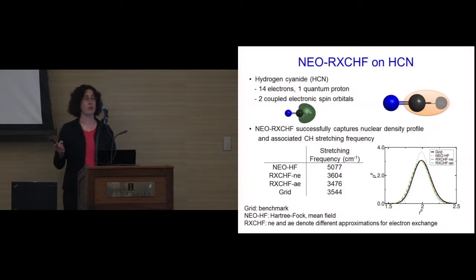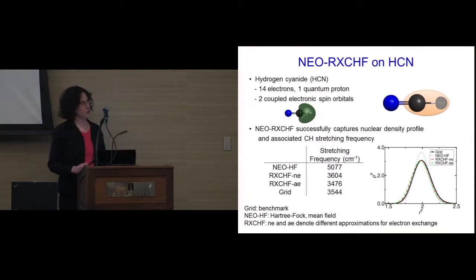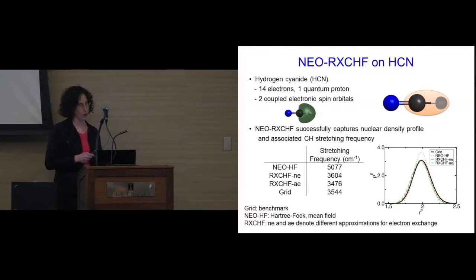And now I'll show just a couple of preliminary results. I'll say that we've only had this allocation for a couple months, so we don't have final results yet. But this is a molecule, HCN. We treat the proton, the H, quantum mechanically, and all the electrons, there are 14 of them, those are also treated quantum mechanically.